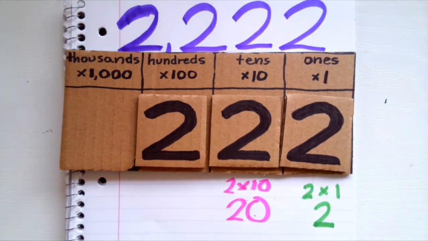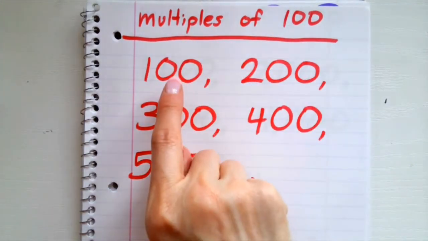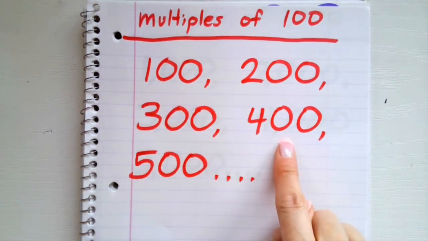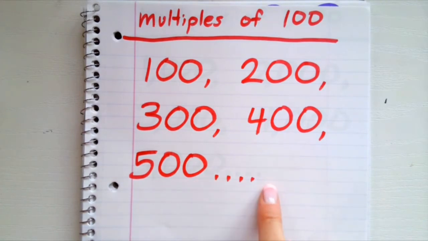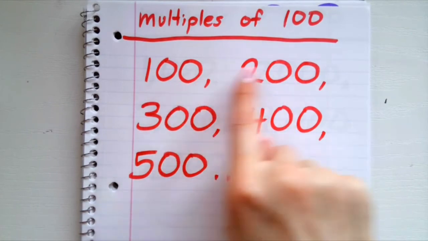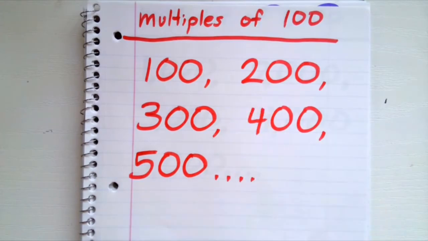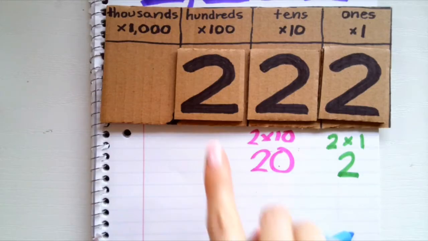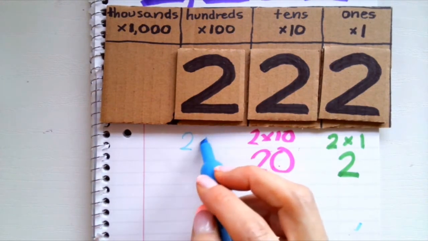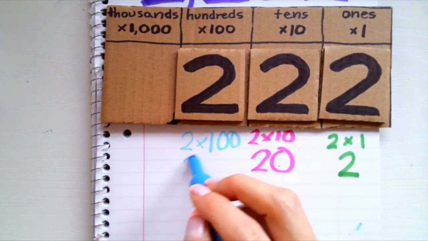Do you remember? Multiples of 100, or skip counting by 100, looks like this. 100, 200, 300, 400, 500, and so on. There are 2 hundreds, so we skip count twice. 2 times 100 is 200. Let's write the value of this 2. 2 times 100 is 200.